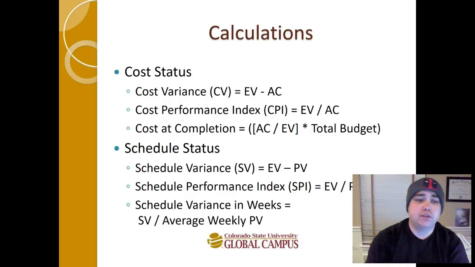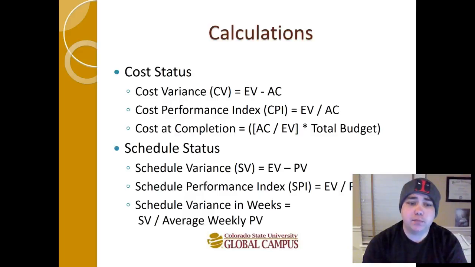For schedule status, what you're looking at is whether you're on track or not for your timeline. The schedule variance is known as EV minus PV, but more commonly used with schedule status is SPI, which is EV divided by PV, which will give you a ratio depending on if you're above or under timeline. And lastly is schedule variance in weeks. Take your schedule variance divided by your average weekly planned value, or your average weekly budget, which is just your budget divided by weeks, and that'll give you how many weeks ahead or behind schedule you are.